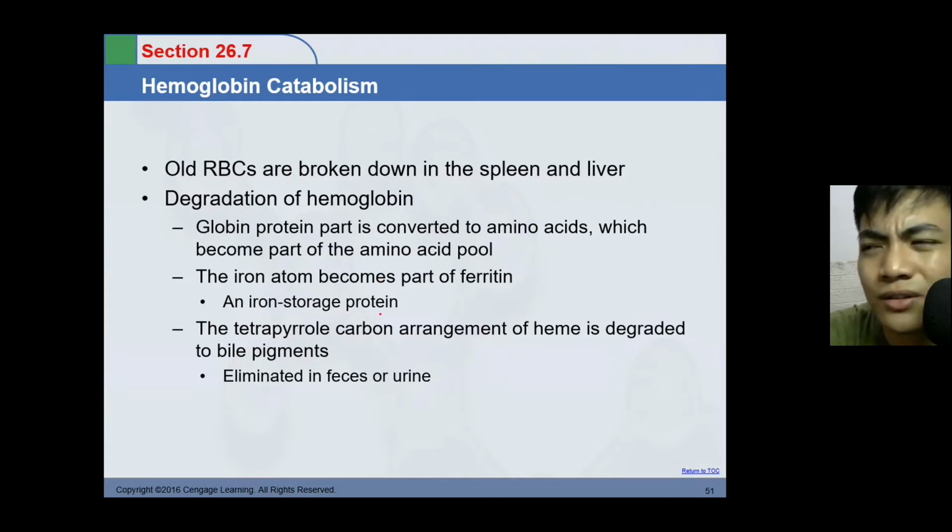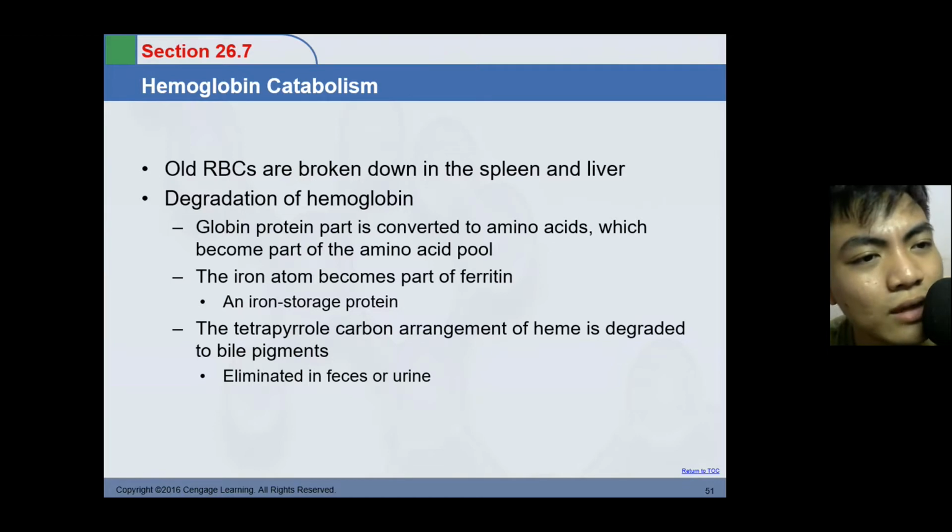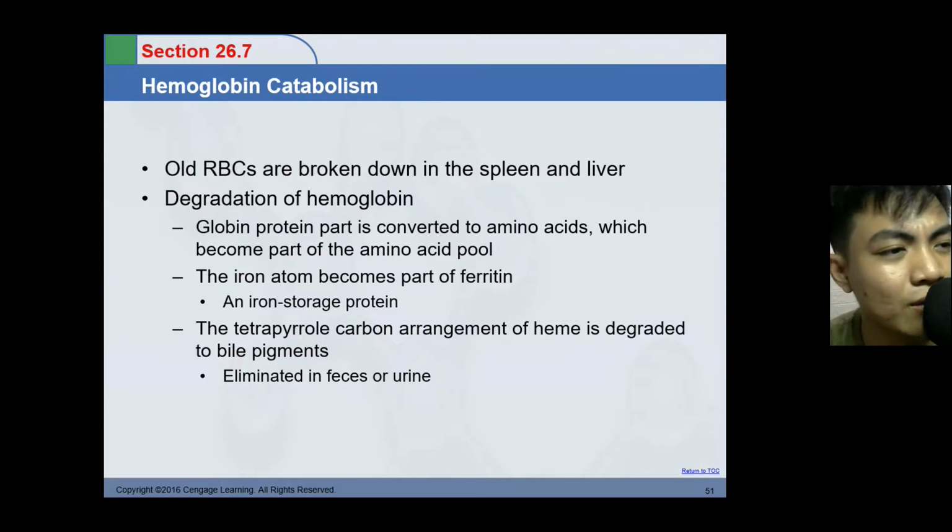And then, this iron storage protein in the body, the ferritin, can again be a source of iron to make heme and RBC again. Okay? Now, the tetrapyrrole carbon, okay, which is the structure of heme, is what will be broken down in order to create bile pigments. This is not in the PowerPoint here, but I will show you what heme looks like and how it is degraded, okay?